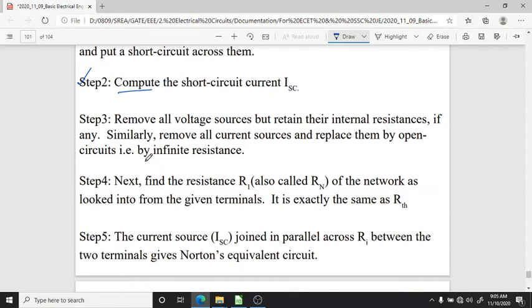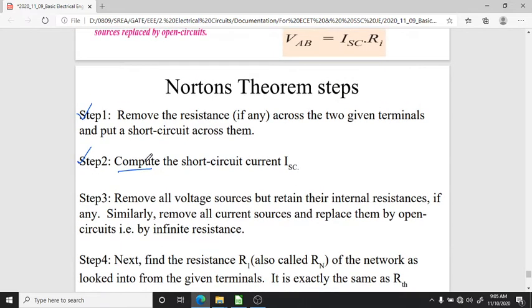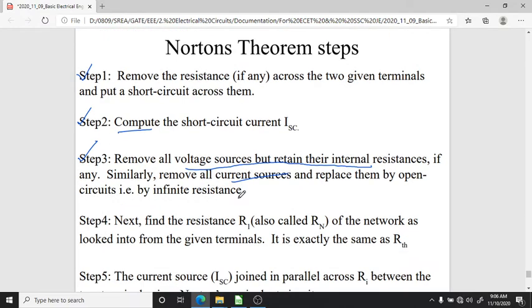Step 3: remove all voltage sources but retain their internal resistance, if any. Similarly, remove all current sources and replace them by open circuits, that is, by infinite resistance. This is very important for competitive exams. Voltage sources should be removed with internal resistance, and current sources should be removed with infinite resistance.